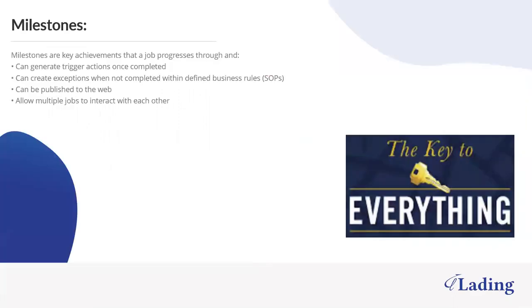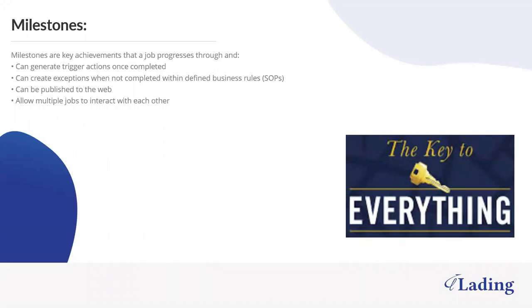Milestones. Okay, guys, this is the key to everything. Milestones to me are by far the most important part of workflow. They're key achievements in a job that you can do several things with. You can trigger an action once completed. So in other words, you can send an email once it's complete. You can update web tracker once it's complete. You can send a document when it's complete.